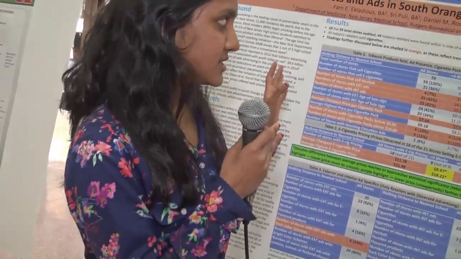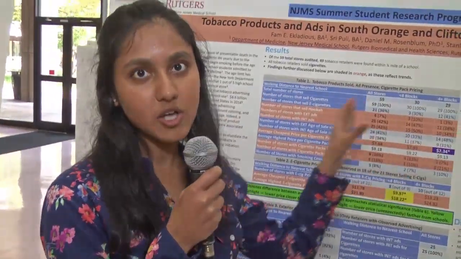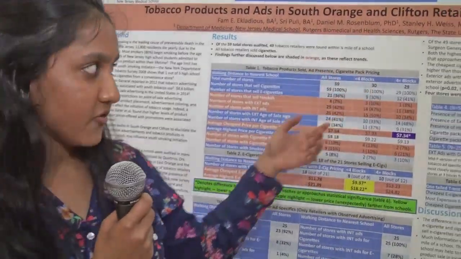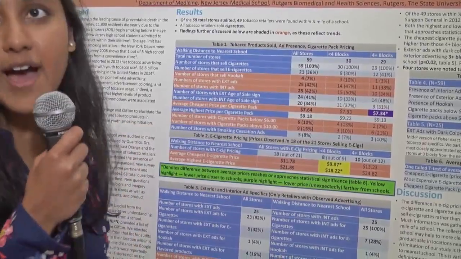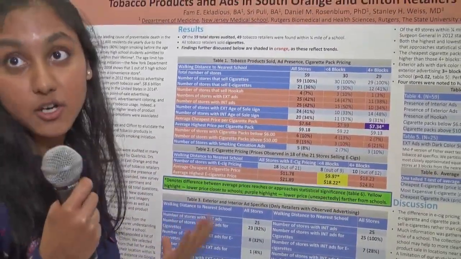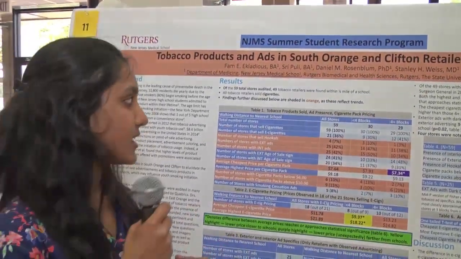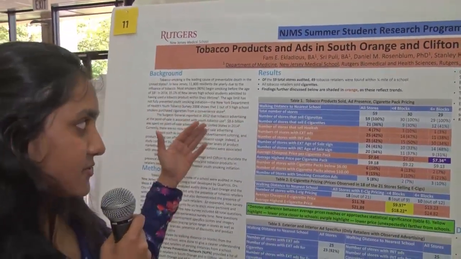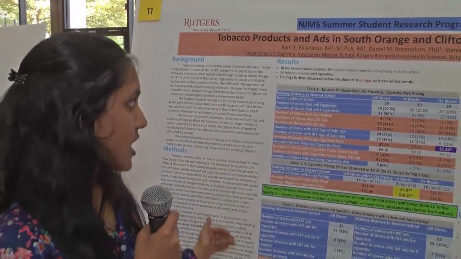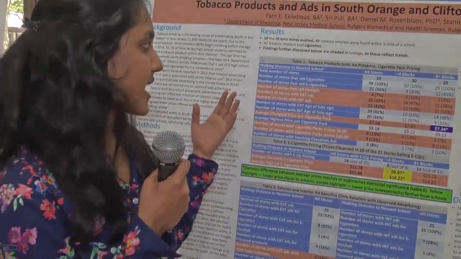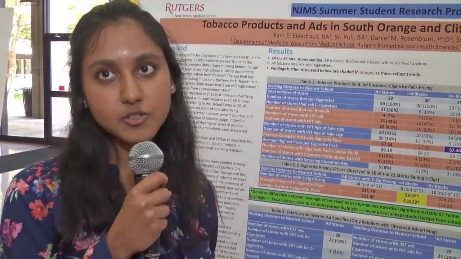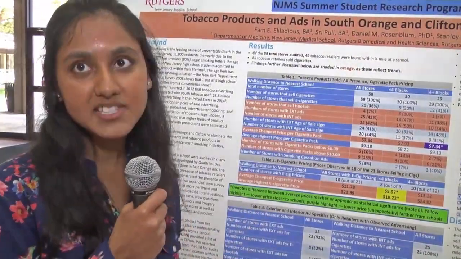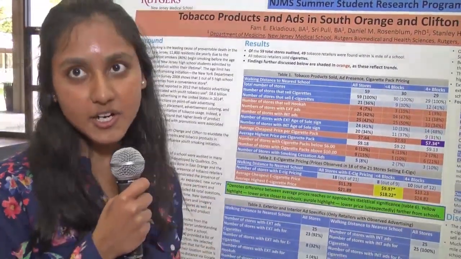What we did was we divided it into 2 categories based on how close they were to schools. So we did it by 4 blocks and less than 4 blocks. And what we found was that all 59 stores sold cigarettes, and that's kind of striking. And about a third sold e-cigarettes. And here we highlighted the trends that we saw in orange. One thing that we found was that hookah was more likely to be sold in stores near schools, and stores near schools were also more likely to have ads, both exterior ads and interior ads.